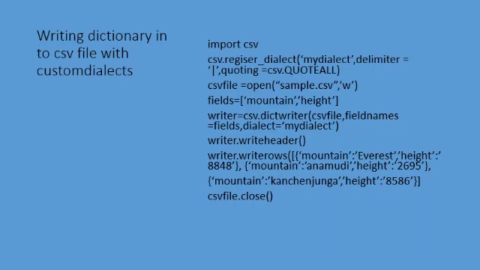Next, writer equal to csv.DictWriter. I am going to write, where you are going to write: csv file where I am going to write. Next, fieldnames equal to fields. I am going to assign fields to the fieldnames. Next, dialect equal to my dialect. That's all. Dialect also you can include here. Then writer.writeheader. This will write the heading alone, mountain and height.